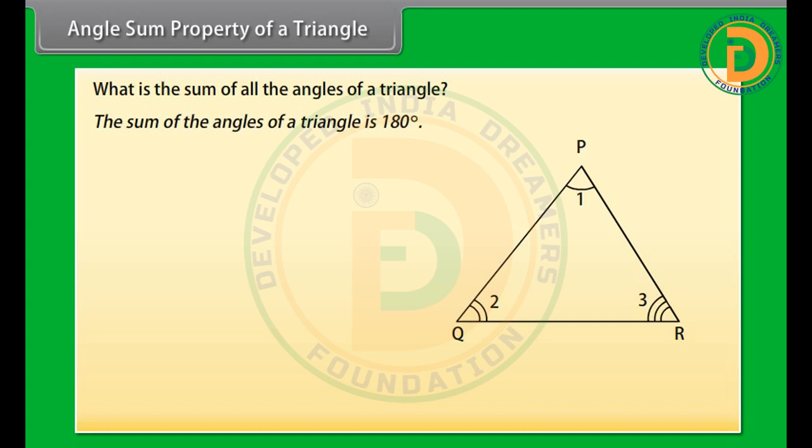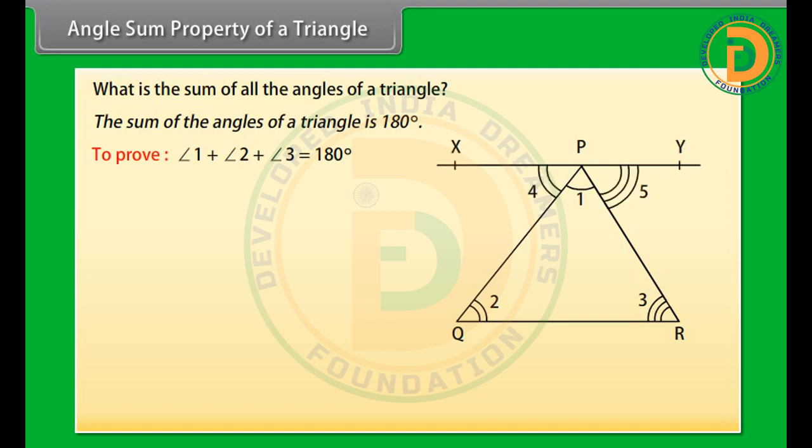Let us prove this statement using the axioms and theorems related to parallel lines. The property is: the sum of the angles of a triangle is 180 degree. We are given a triangle PQR, and angle 1, angle 2 and angle 3 are the angles of triangle PQR. We need to prove that angle 1 plus angle 2 plus angle 3 is equal to 180 degree. Let us draw a line XPY parallel to QR through the opposite vertex P.